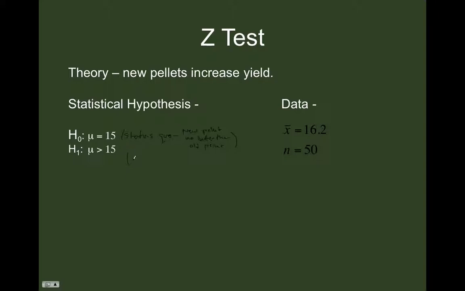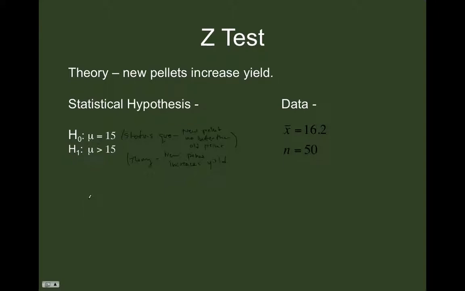And the alternate is where the theory goes. And the theory is that the new pellet increases yield. And notice that I've translated the theory and the status quo into the hypotheses using the parameter value, because statistical hypotheses are always about parameters.